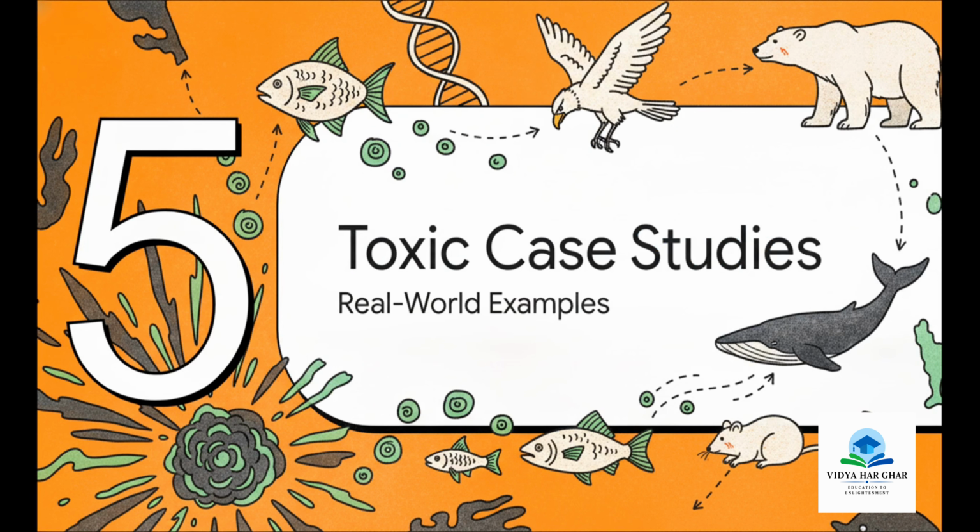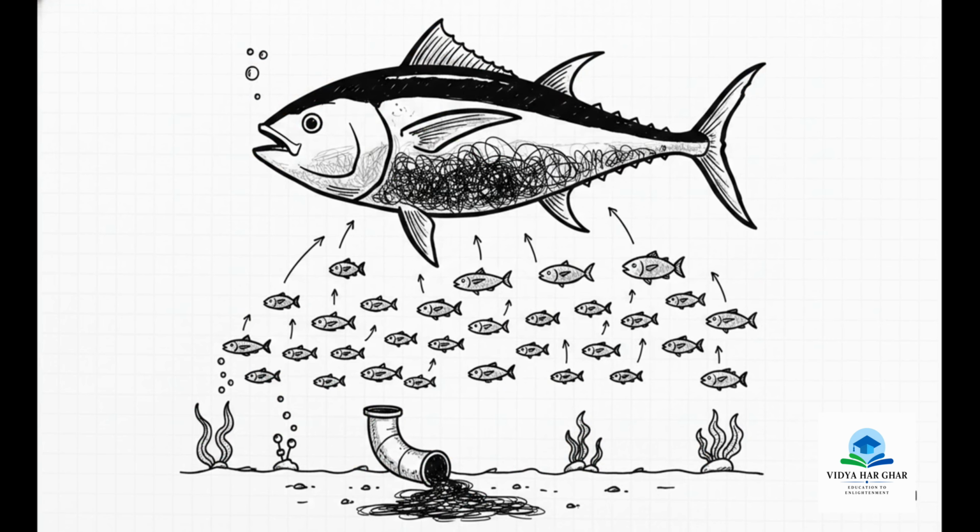Section 5, real-world toxic examples. This brings us perfectly back to our opening question. Why exactly is there a mercury warning on your tuna? Well, mercury from industrial sources enters the aquatic food chain at the very bottom. Through the process of biomagnification we just talked about, top predators like tuna and sharks, which live a long time and eat countless smaller contaminated fish, end up accumulating massive, downright dangerous levels of mercury in their tissue.